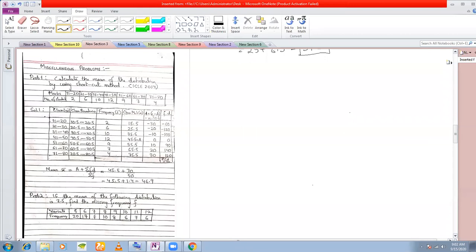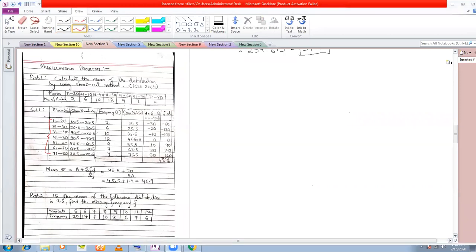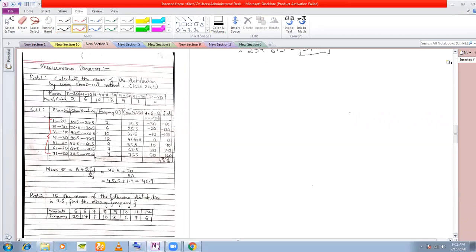So your first column will be for your class intervals, the class limits, 11 to 20, 21 to 30, and so on till 71 to 80. The next column is for your class boundaries. Because class limits are given, I convert them first to class boundaries. How do I convert them? I subtract 0.5 from 11 and I add 0.5 to 20. I subtract 0.5 from 21 and I add 0.5 to 30. This is how I convert my class limits to class boundaries.